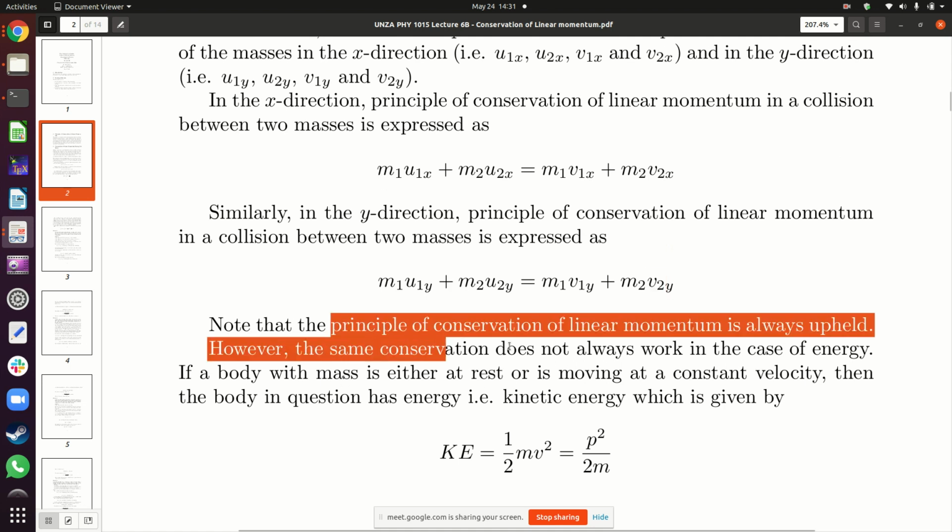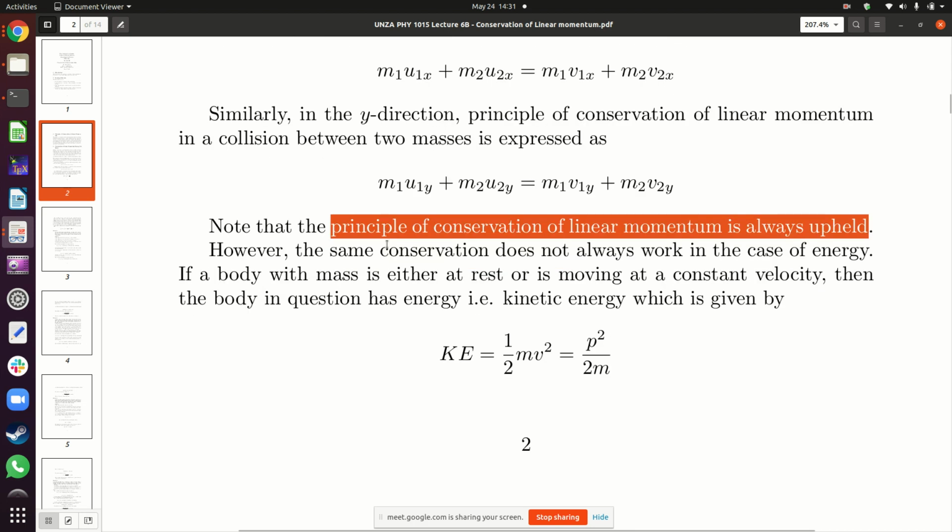So basically this always has to happen. The principle of conservation of linear momentum is always upheld. You can also look at collision in terms of energy, where there is a change in kinetic energy. In some cases, like I've mentioned earlier, the total kinetic energy before and after the collision might be the same. In some other cases, the kinetic energy after the collision is not the same as before.